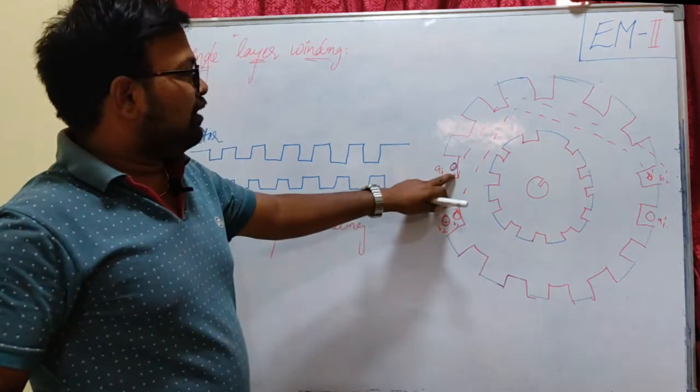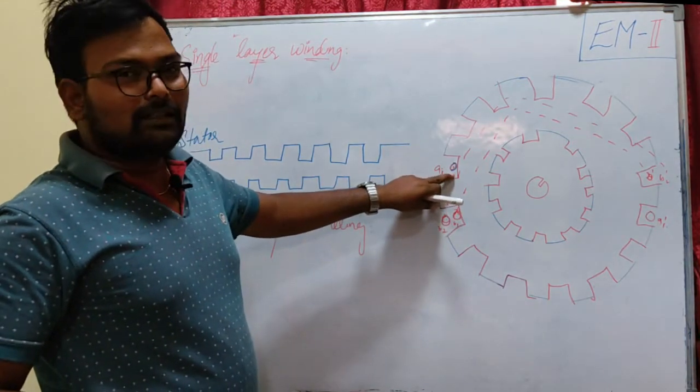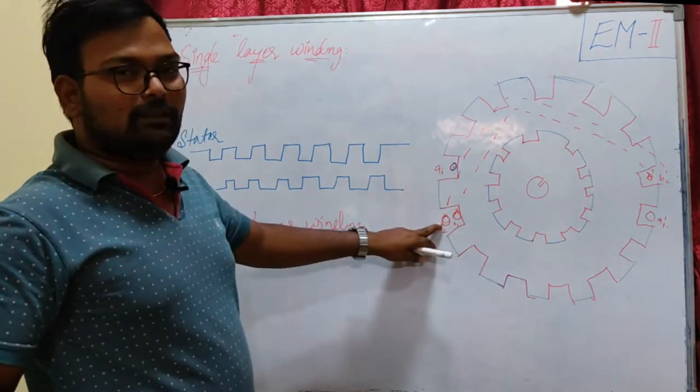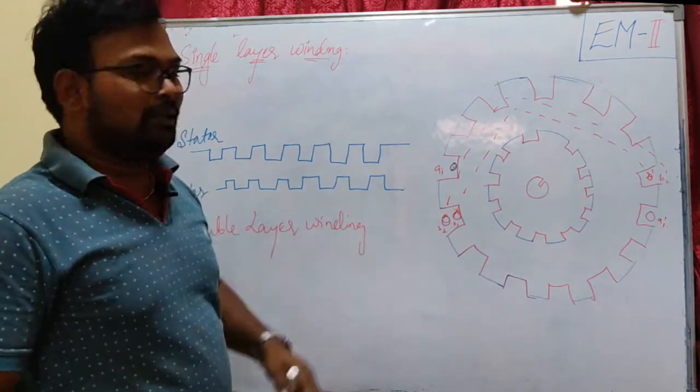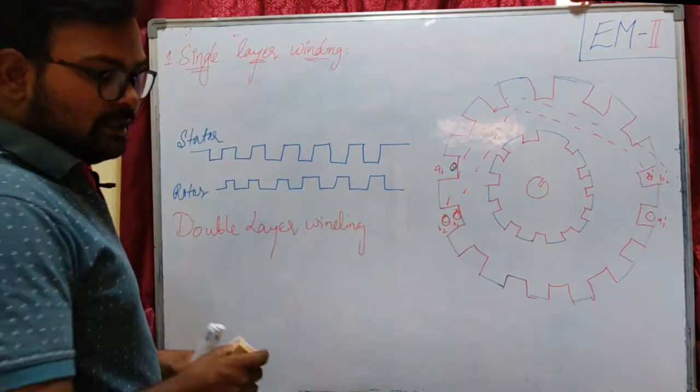Okay, if I keep one coil side in one slot, that is single layer winding, or if I keep two coil sides in one slot, that is double layer winding. Okay, next, pole pitch.